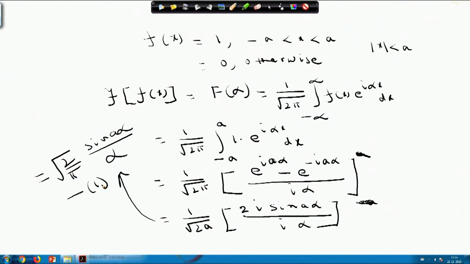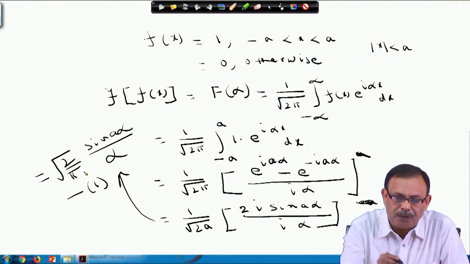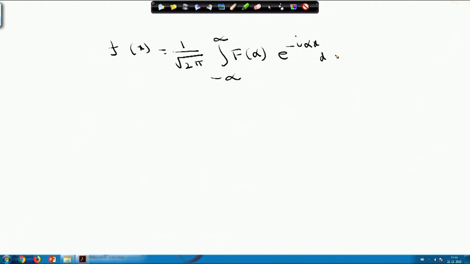So this is one result we are getting. The Fourier transform of f(x) is root over 2 by pi times sin a alpha by alpha. Now, if you take the inverse Fourier transform of this, you will obtain f(x). So f(x) equals 1 by root over 2 pi times the integral from minus infinity to infinity of F(alpha), the Fourier transform of the function f(x), into e to the power minus i alpha x d alpha.